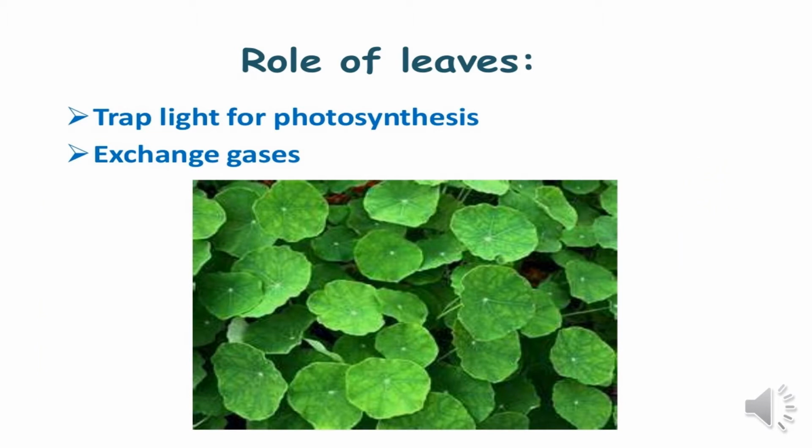So first you need to know, and I hope you already know, what the role of the leaf is. The role of the leaf is to trap light for photosynthesis, and the most important function of the leaves is the exchange of gases. You all know there are a number of minute openings called stomata. They are present in the upper or lower epidermis of the leaf, and they are responsible for the gaseous exchange process.